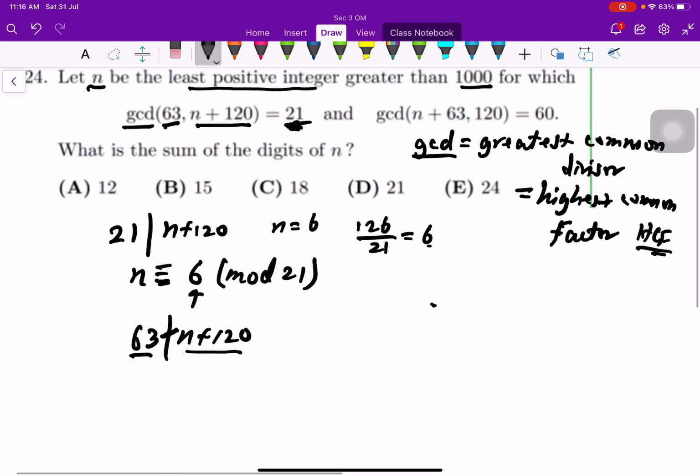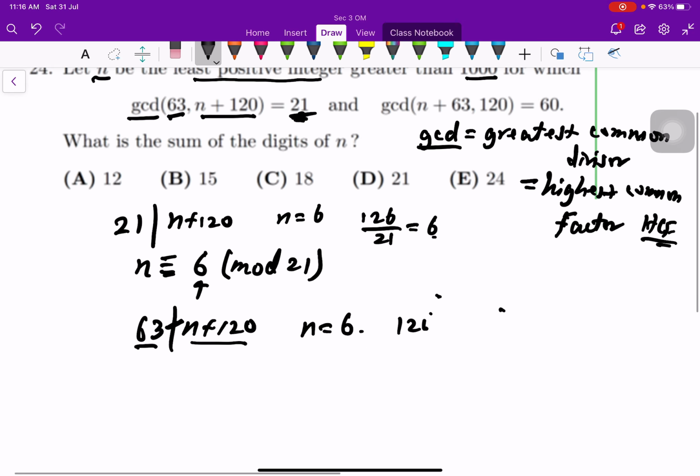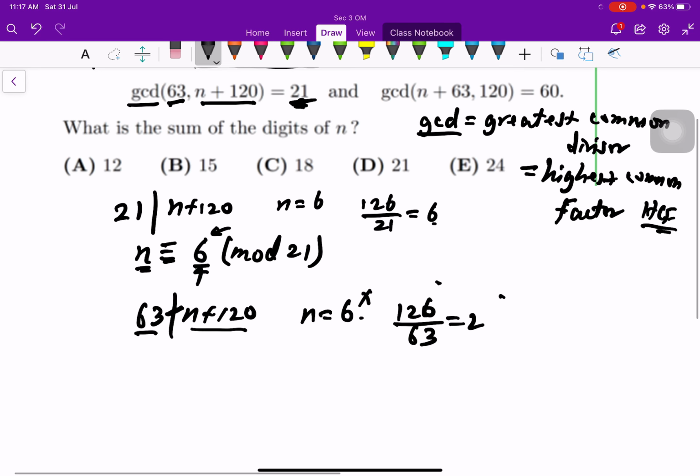Therefore, can you see that if you take your n to be 6, then we have a problem? When your n is equal to 6, then you have 126, but 126 is actually divisible by 63, which is 2. Therefore, your n cannot be 6. Therefore, in this case, your n must be a bigger number. The next biggest is actually 27, right?